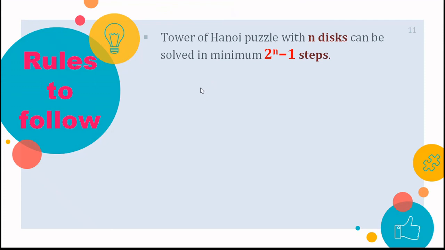Now let's understand and analyze our problems. In the first case, when we had only one disk, then 2 raised to the power 1 minus 1 is equal to 1 step, and we also saw that it was performed in 1 step. Now in the second case, 2 disk problem, when n was 2, then again at the place of n we will be substituting 2 to the power 2 minus 1 is 3 steps.